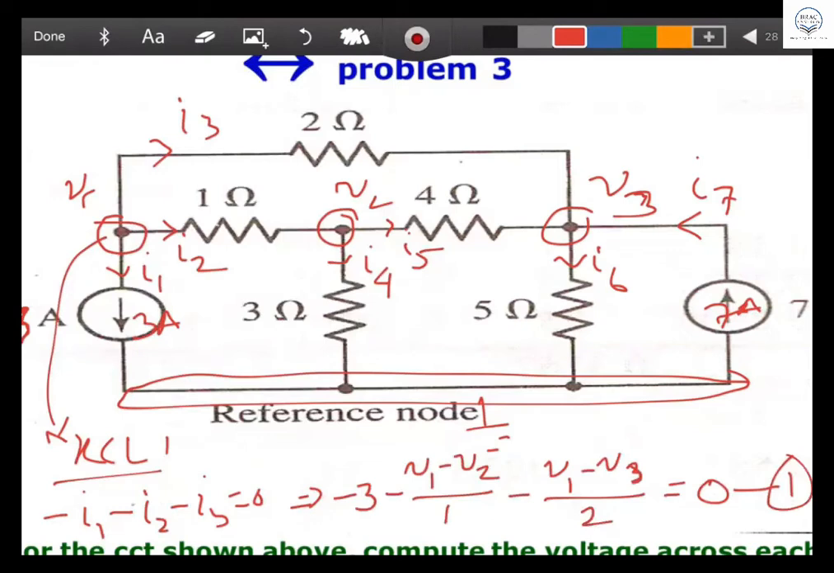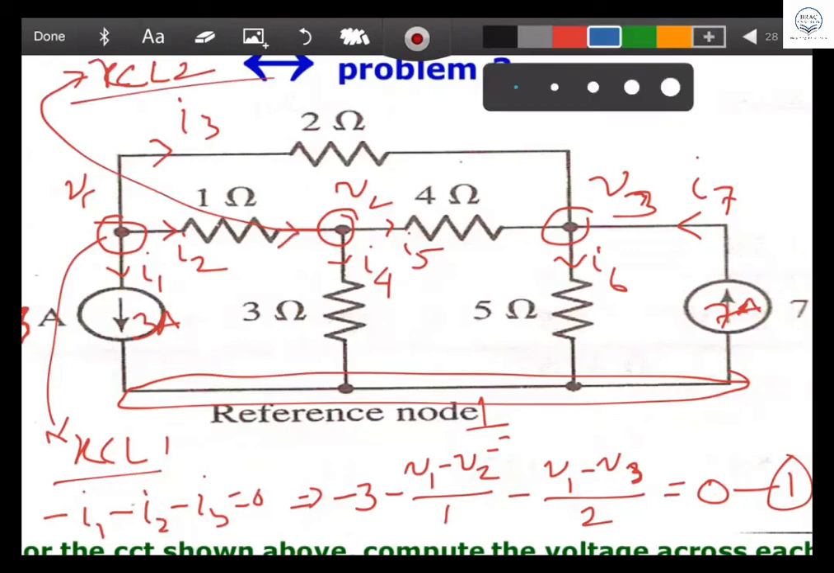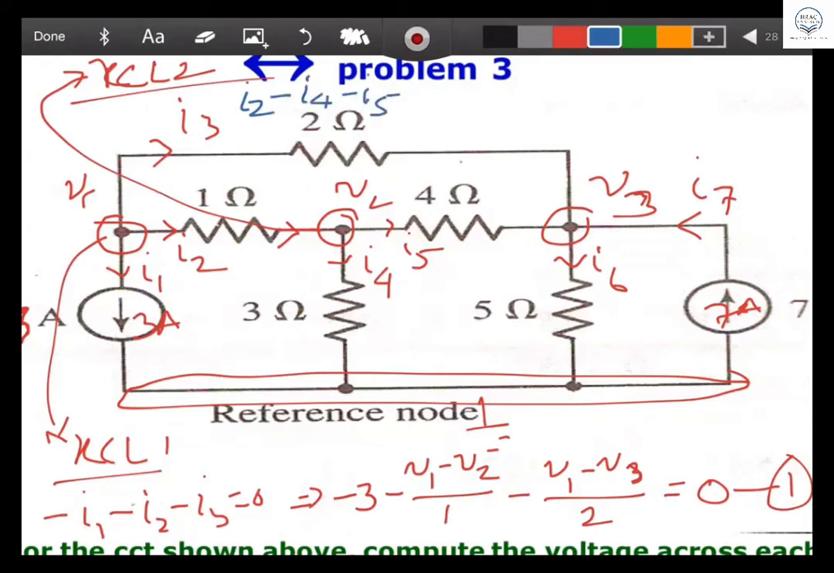Now KCL2. If you go, how many currents? 3 currents: I2, I4, I5. I2 is coming in. I4 and I5 are coming in or out? Sir, coming out. Yes, then why are you saying in? Equal to 0, with all of them negative. Okay, got it? Now, what is I2 equal to?